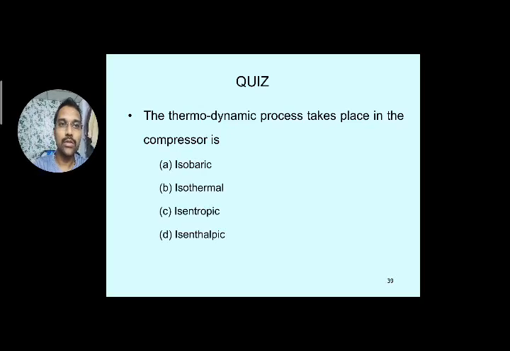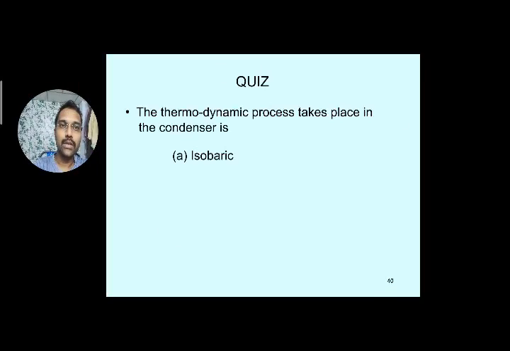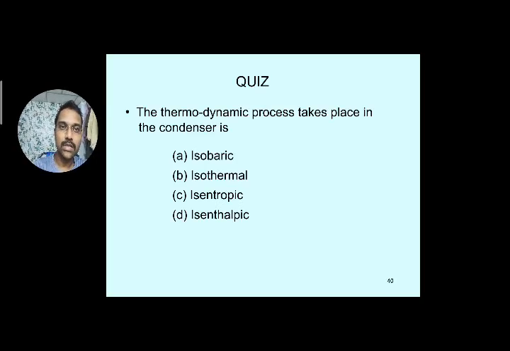The thermodynamic process that takes place in the compressor is: isobaric, isothermal, isentropic, or isenthalpic. So in the compressor, the answer is isentropic compression process. That is the answer, C. Similarly, the next question: the thermodynamic process that takes place in the condenser is an isobaric process. It means a constant pressure process, right? So the answer is A, isobaric.